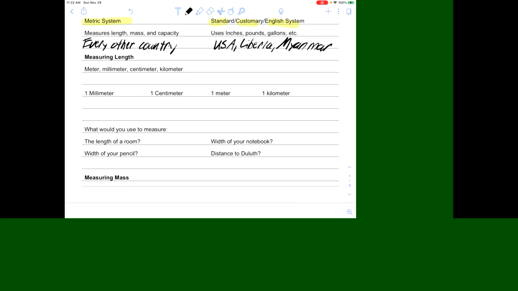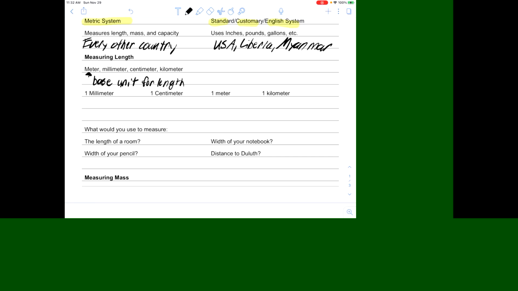Measuring length is with the meter, the millimeter, the centimeter, and the kilometer. And in this case, the meter, that's what we would call our base unit for length. And you'll notice that in all of the other words, millimeter, centimeter, kilometer, all of them have the word meter in them, and that's how we know that they are all for length with the base unit of a meter.